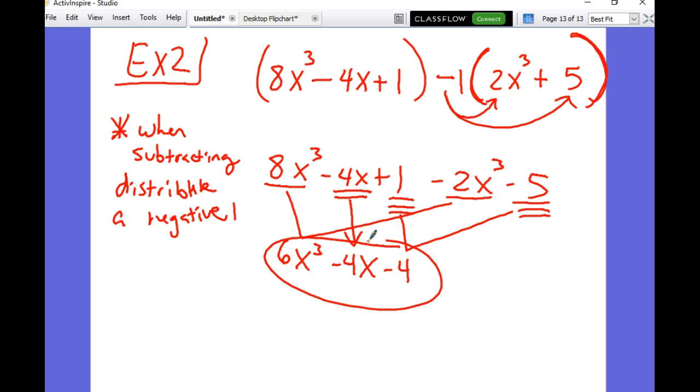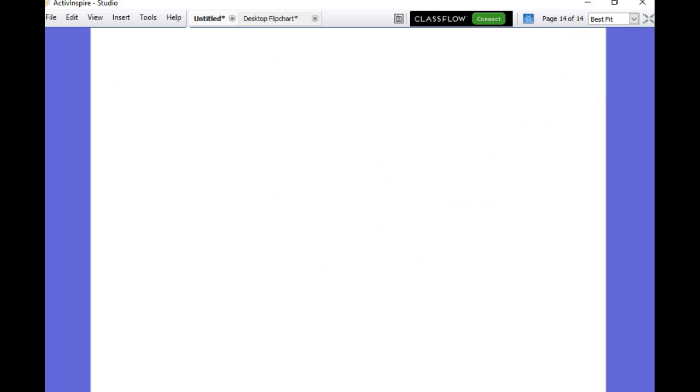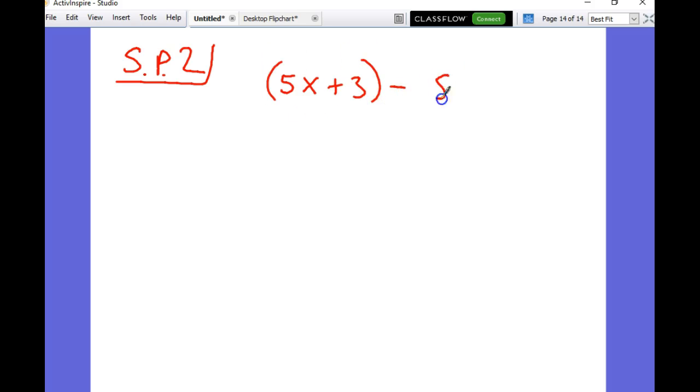Okay, so the only difference when you're subtracting is to distribute a negative 1 into that second set of parentheses first. After that, it's the same. Okay? So, let me throw another one at you. Show me what you got.